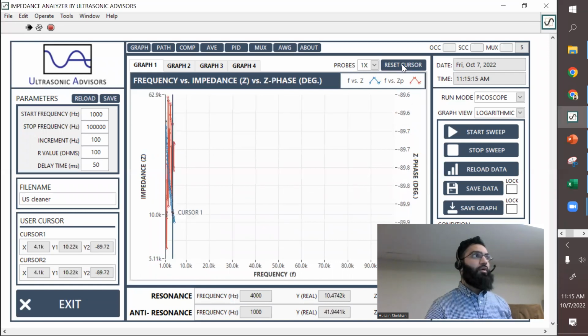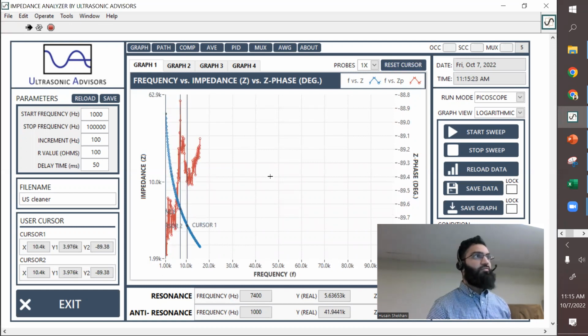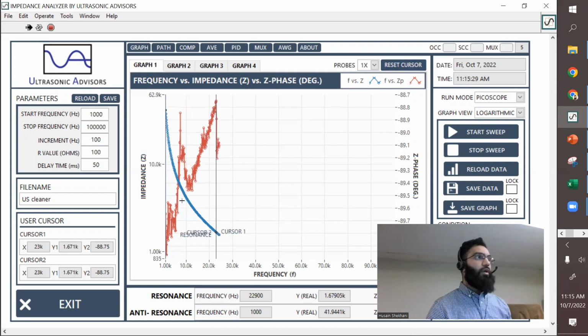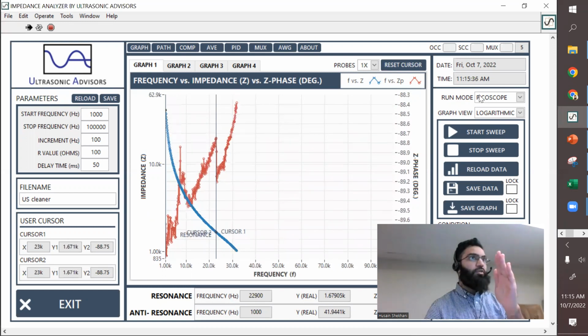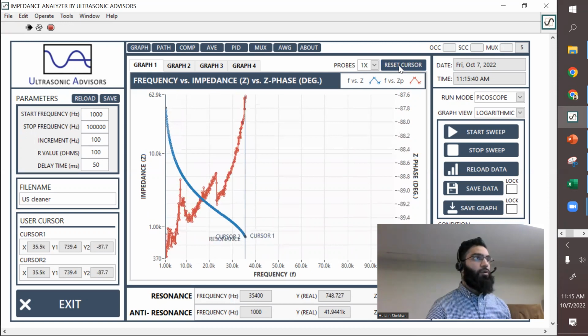What you're seeing here in the blue is impedance, and the red is phase. You can see the phase is close to -90, which is what you would expect for a capacitor. But as the frequency is increasing, so it's sweeping frequency, it's going from 30, right now it's at 30 kilohertz, as you can see, and now we're going to get to 40.